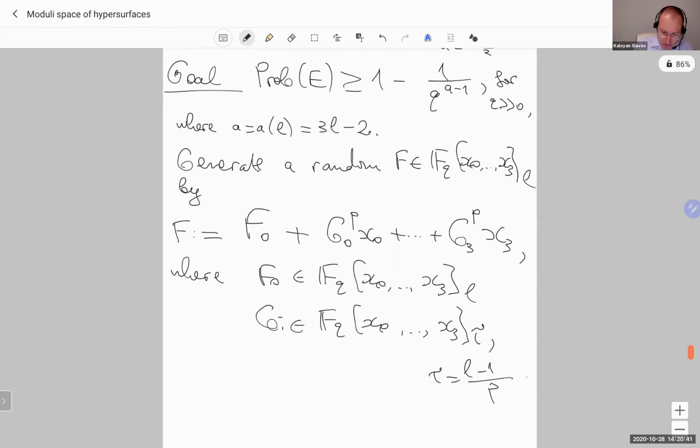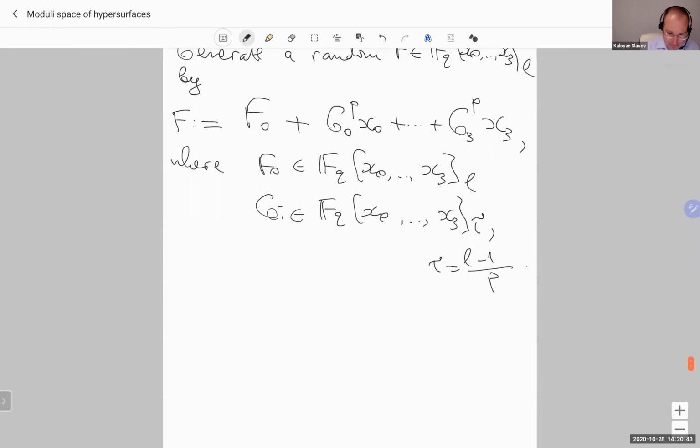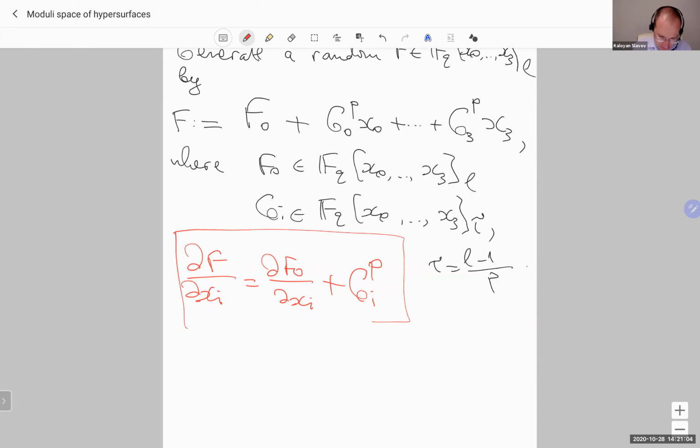And why is this useful? Why is it useful to write it like this? Well, I will write it in red, because df dxi is df0 dxi, plus, if I take the partial with respect to xi, notice what happens. I just get gi to the pth power. This is separating the partial derivatives.